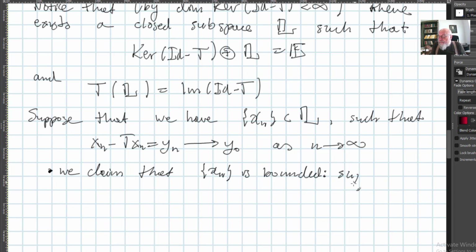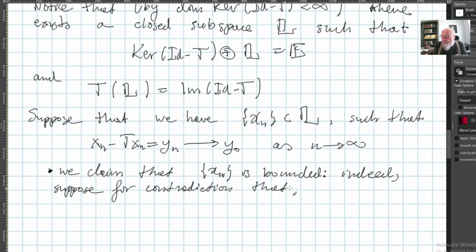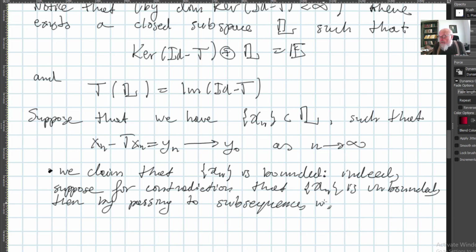Suppose for contradiction that xn is unbounded, then by passing to a subsequence, we may assume that this xn actually goes to infinity.